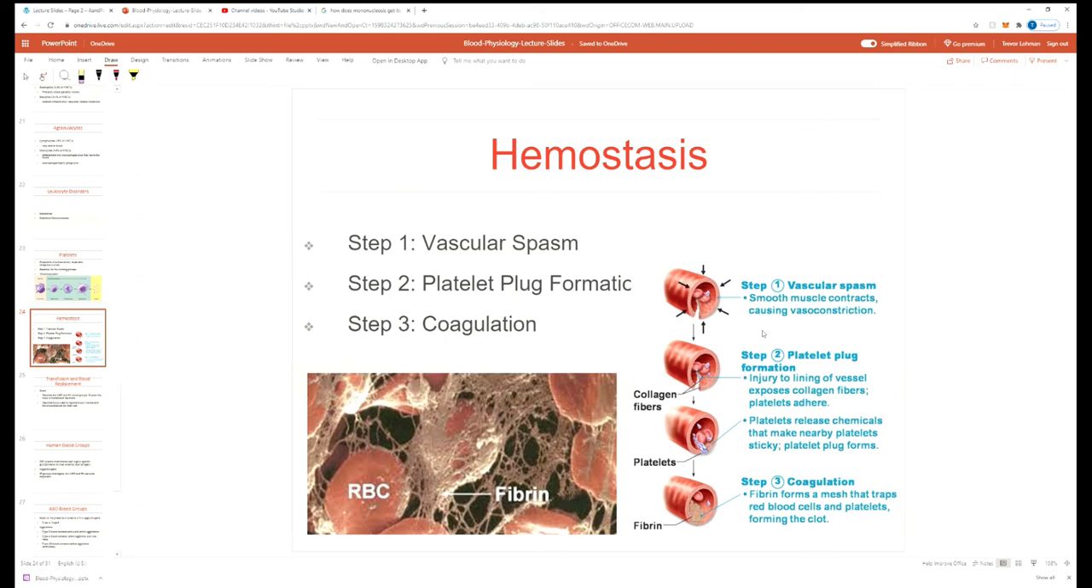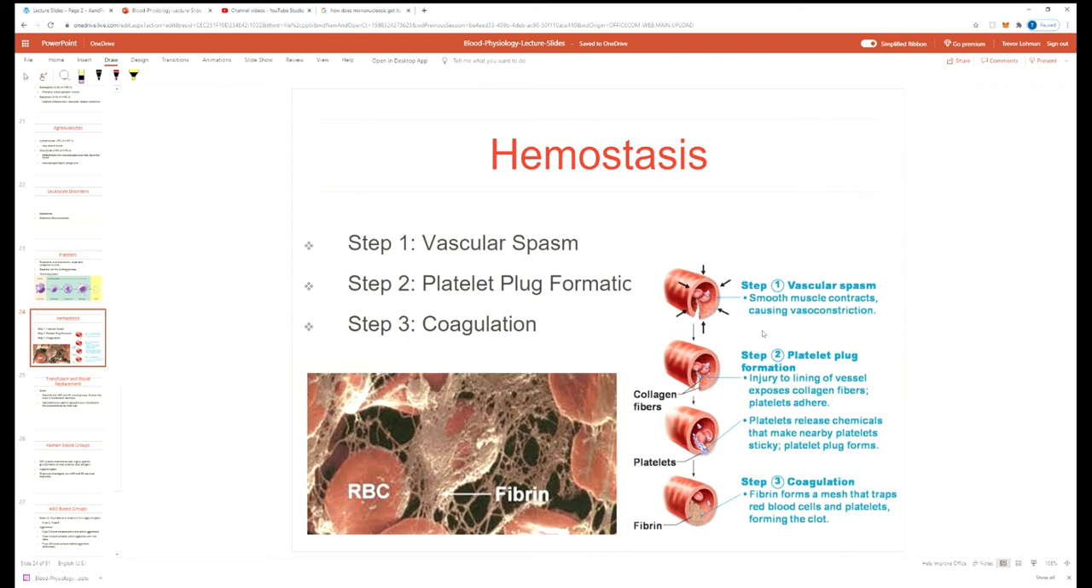Step two relies on the exposure of collagen. When a blood vessel tears, there's going to be collagen fiber present. Anytime there's an injury and tissue is torn, connective tissue has a ton of collagen in it. Blood vessels have collagen, so there's going to be exposed collagen fibers. Well, platelets just happen to stick really well to collagen fibers, so the platelets adhere to the collagen.